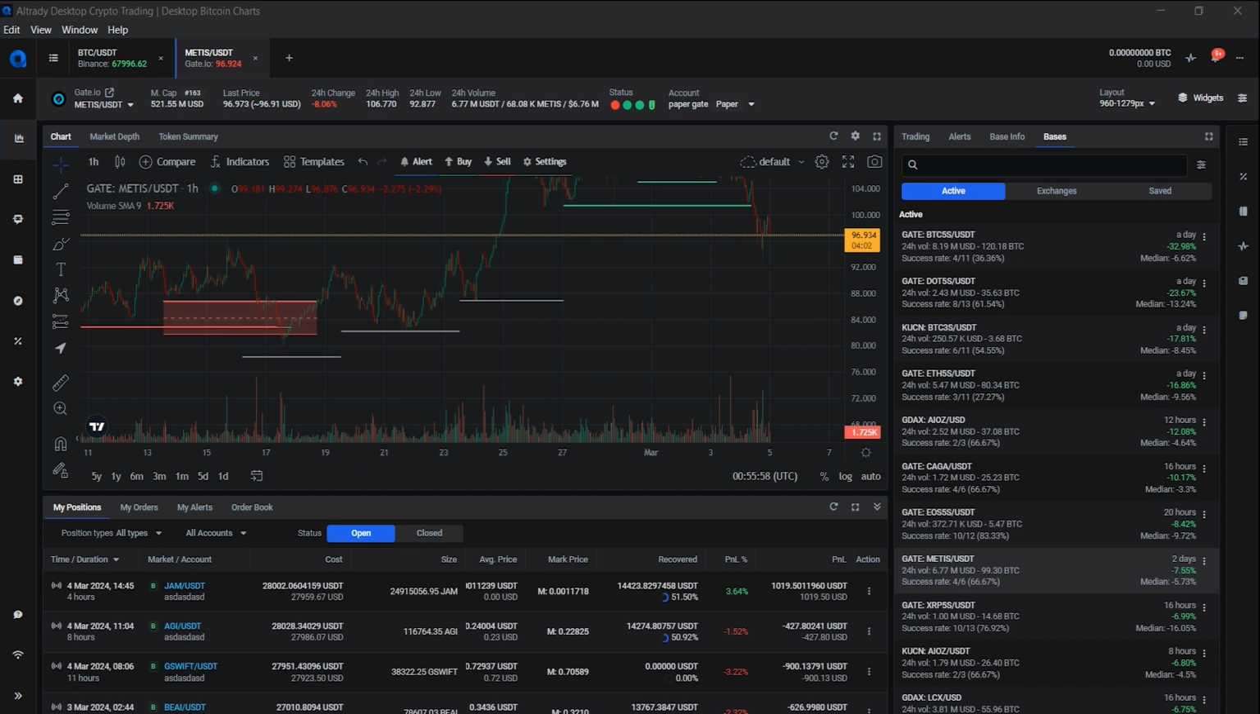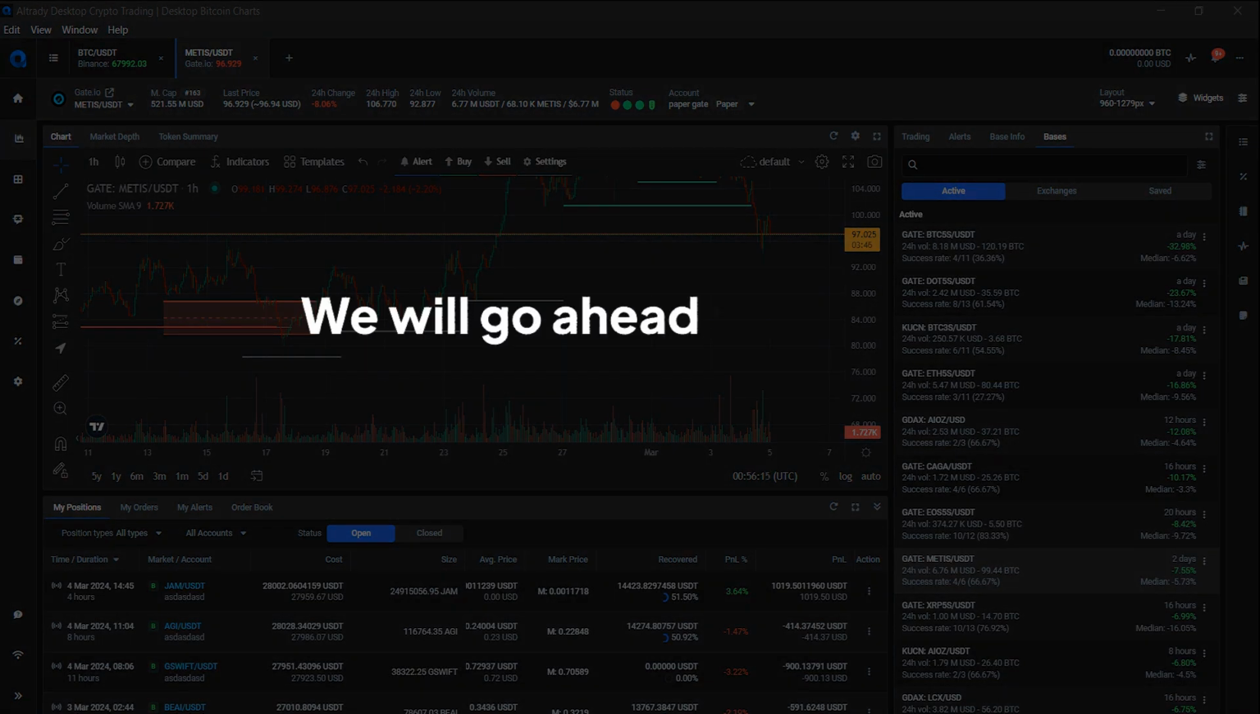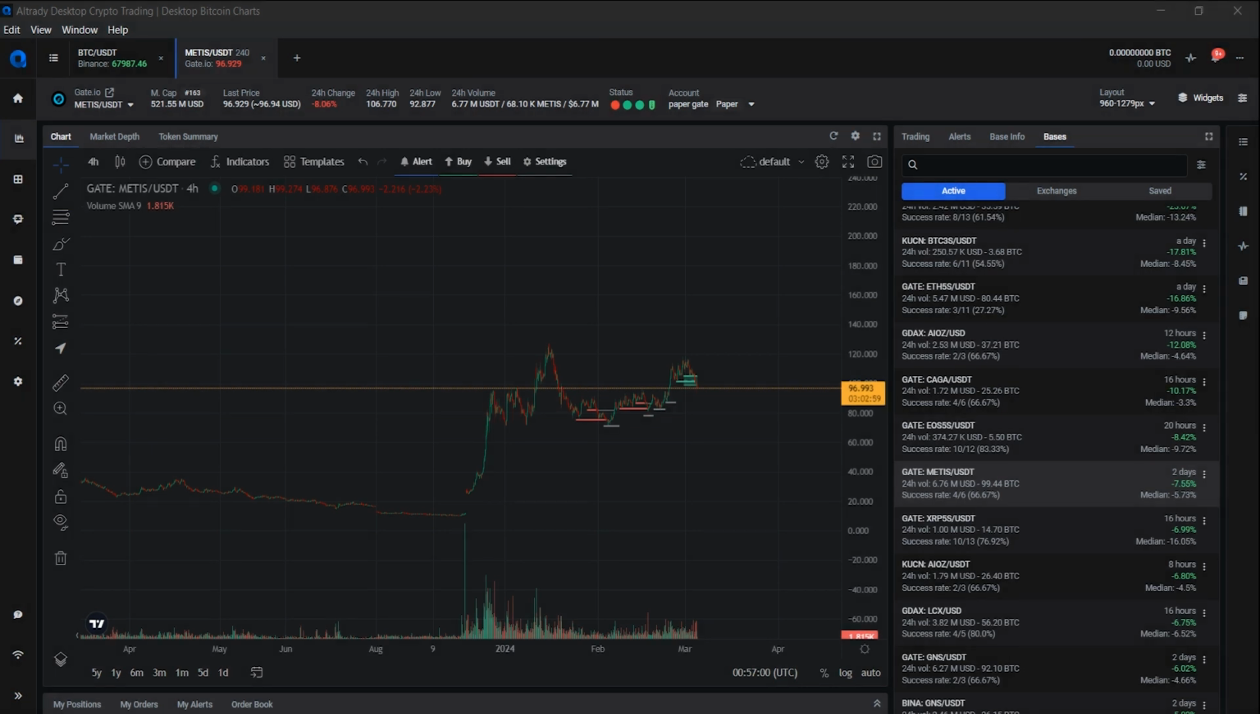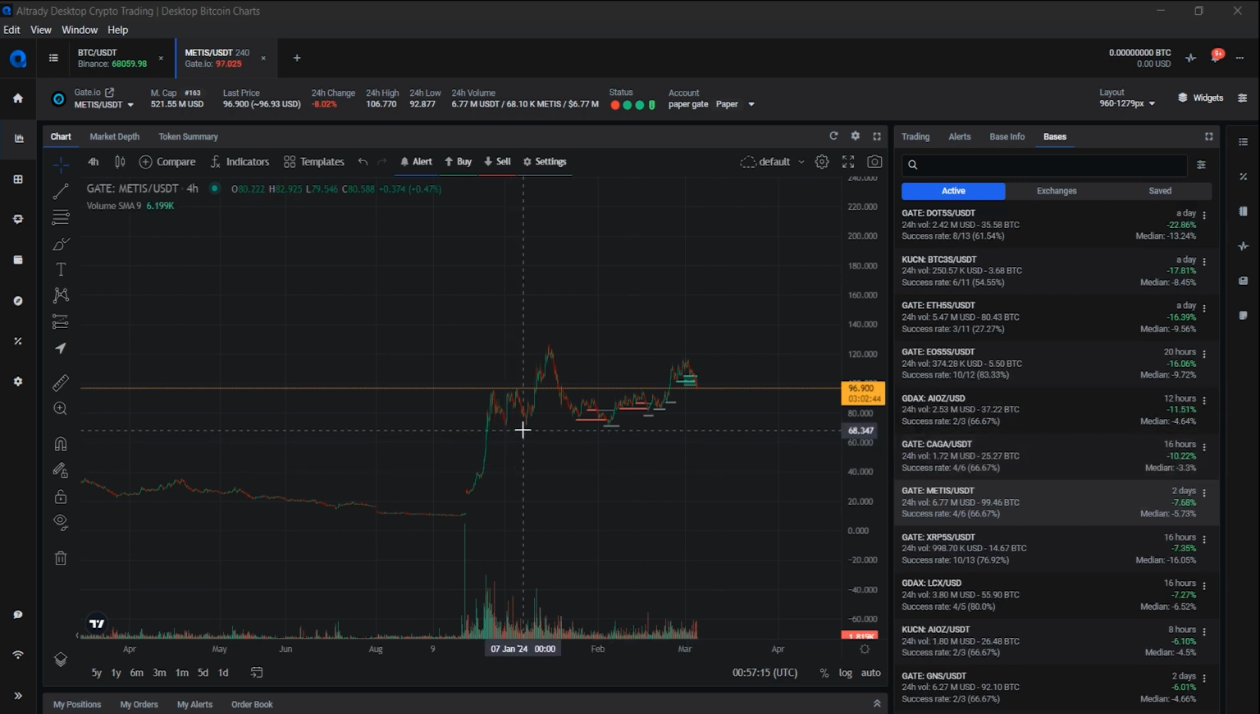Let's head to the Bases widget to find these market conditions. When you're looking for them, make sure to check each result carefully and avoid looking at leveraged tokens. It might take some time and effort to find these ranging uptrending markets, but it'll be worth it for our trading success. We will go ahead and start with uptrending markets. As we can see on the Gate exchange, particularly with the Metis USDT pair, a notable uptrend has been evident since December. A significant peak was printed on January 15th, followed by a decline below it.